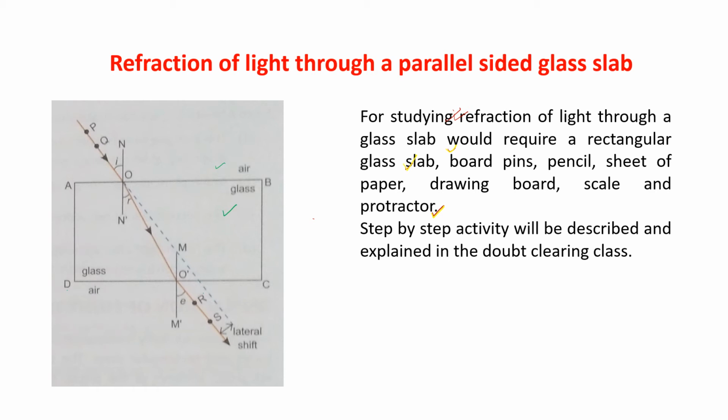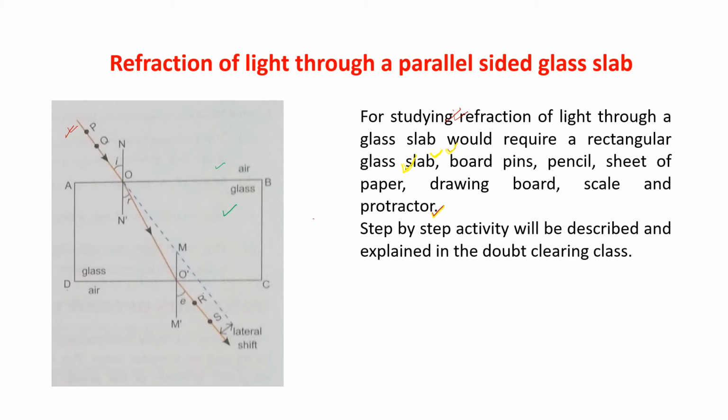Now, how we are doing it, what is actually happening: you can see that the ray of light is coming from here, that is the PO line, the incident ray. Then inside the glass it is going from O to O dash. This is your refracted ray. This is coming from air to glass medium, so naturally it is coming from rarer to denser medium, so it will bend towards the normal.